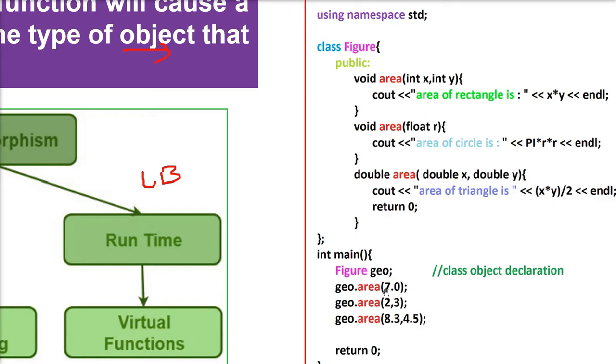If you give 7.0, it is going to call this middle function. When you pass 2,3, that is integer, it will call the first area function defined in the class. And when you call third area, that is going to call the third function in the class, which is having two double values as the input.